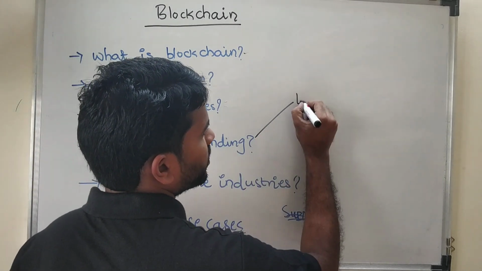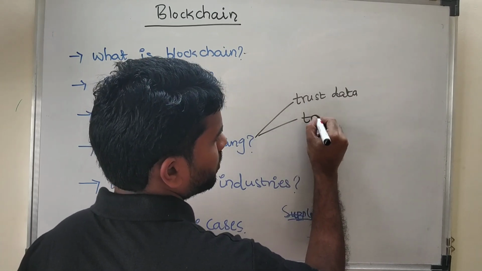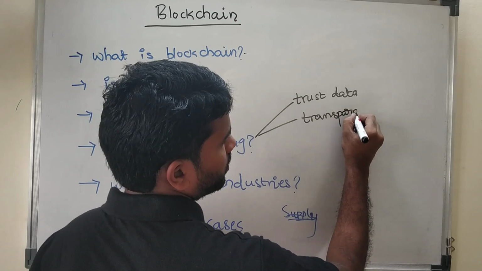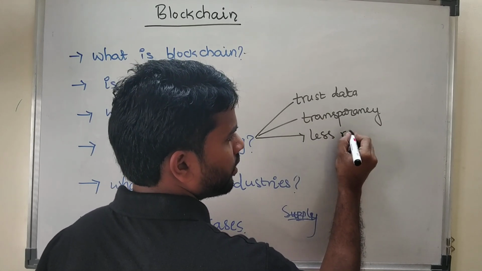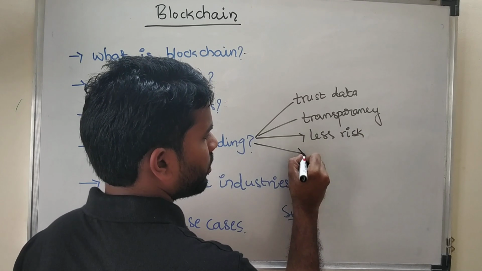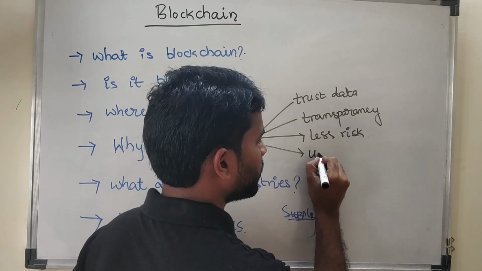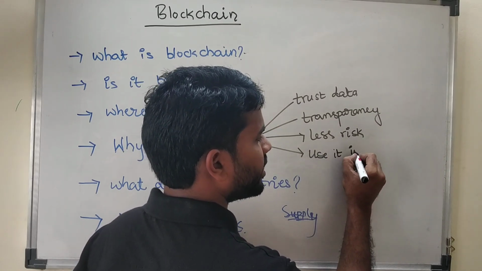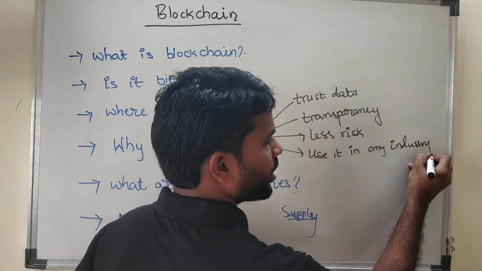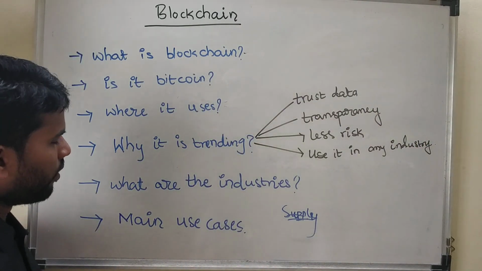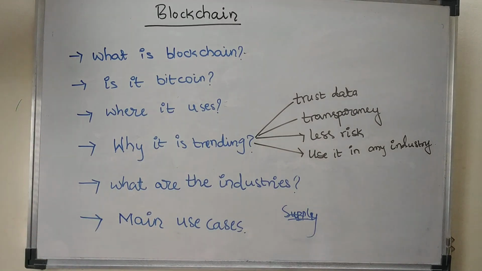Why is it trending? Trust data, transparency, and less risk. And one more is you can use it in any industry. So here, what we can say is trust data, transparency, and less risk. Use it in any industry.